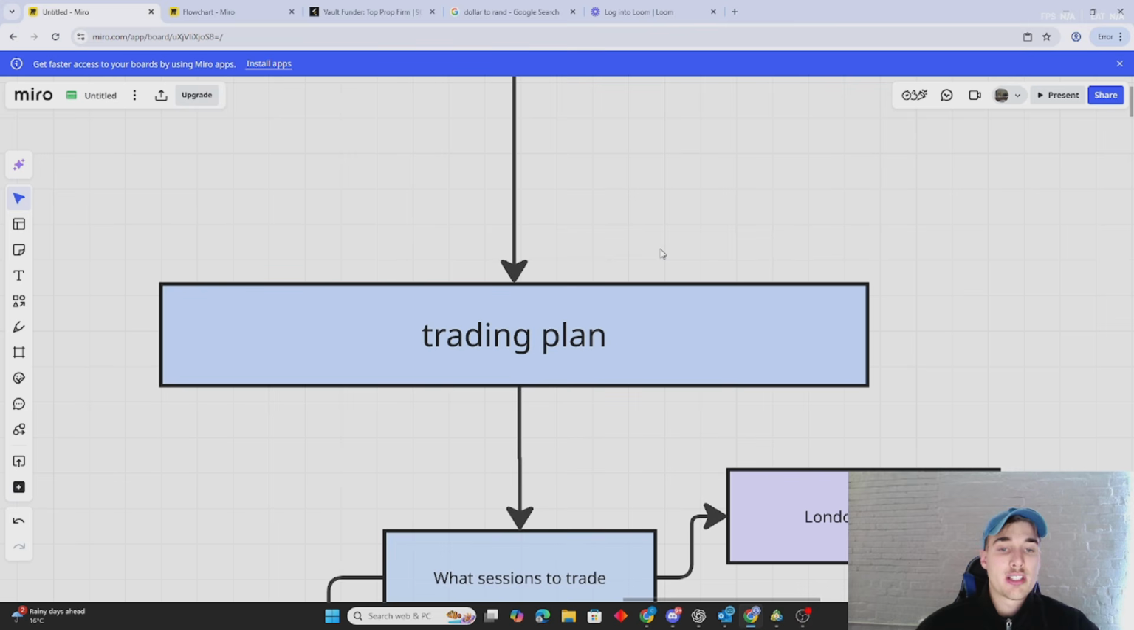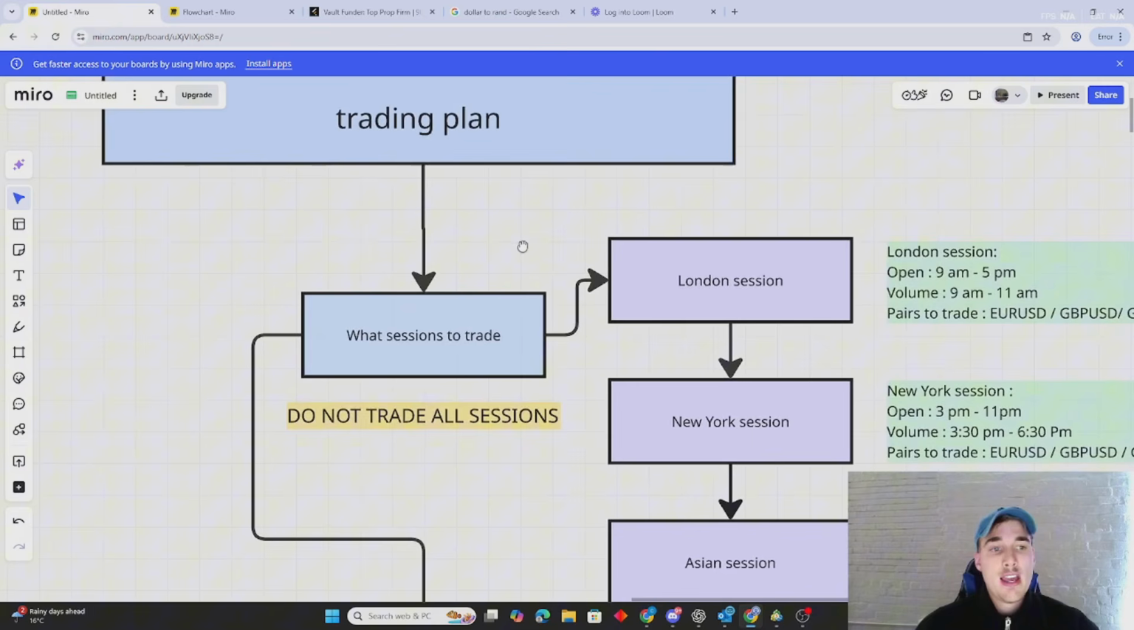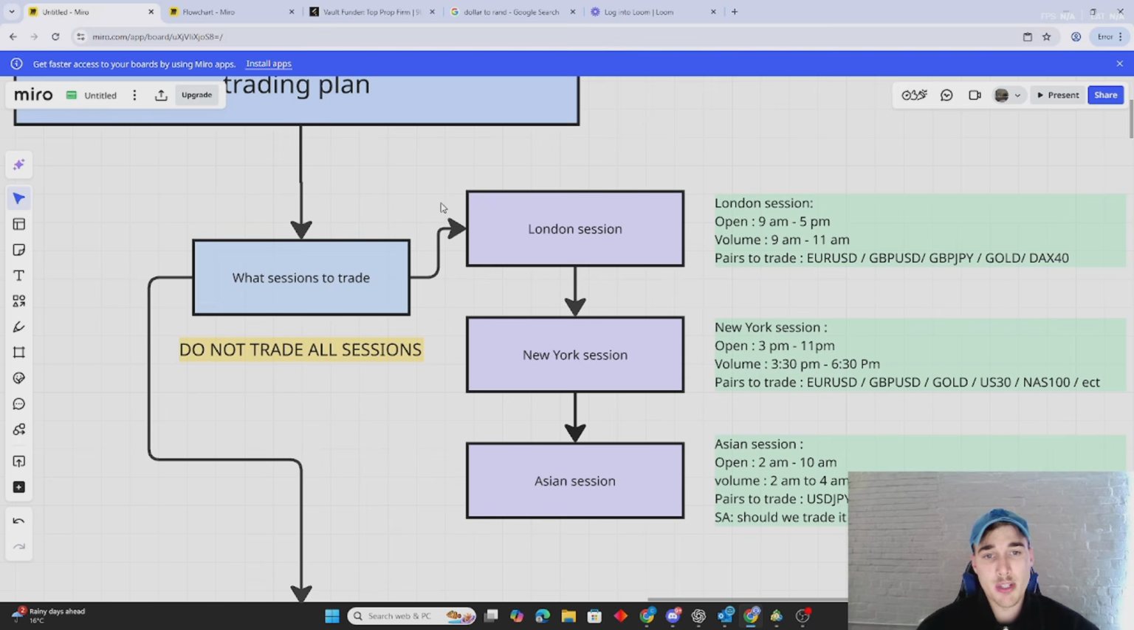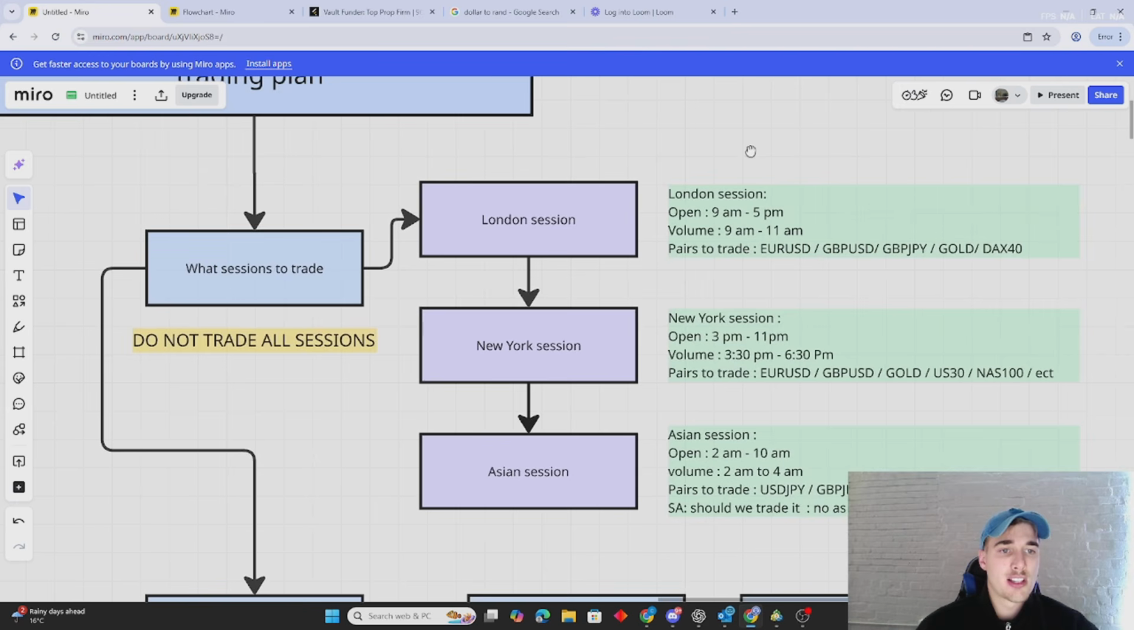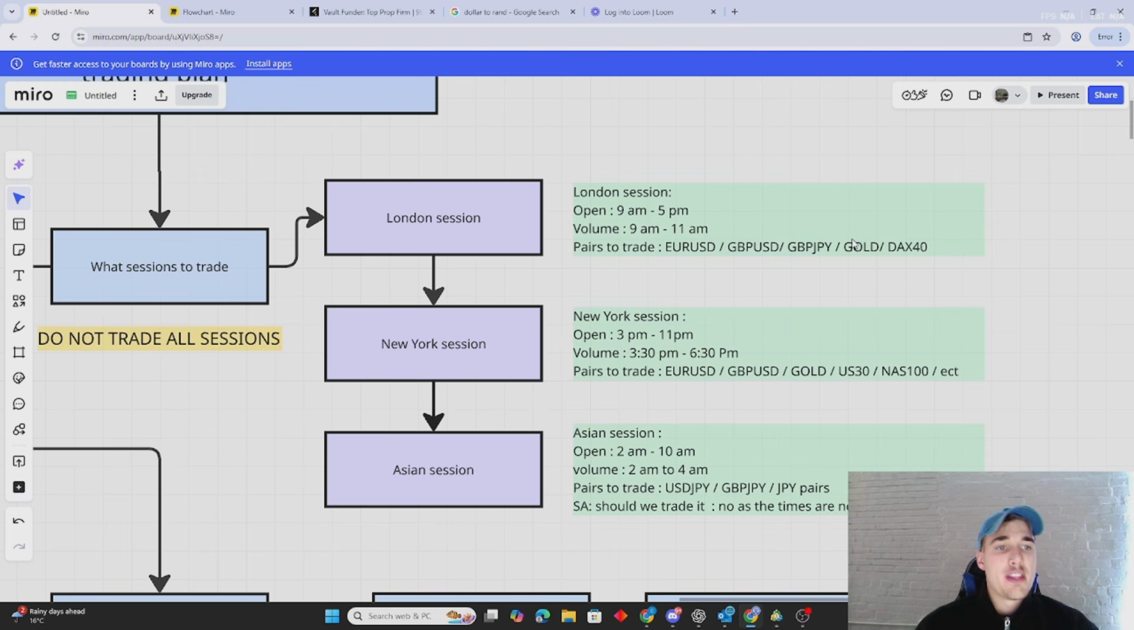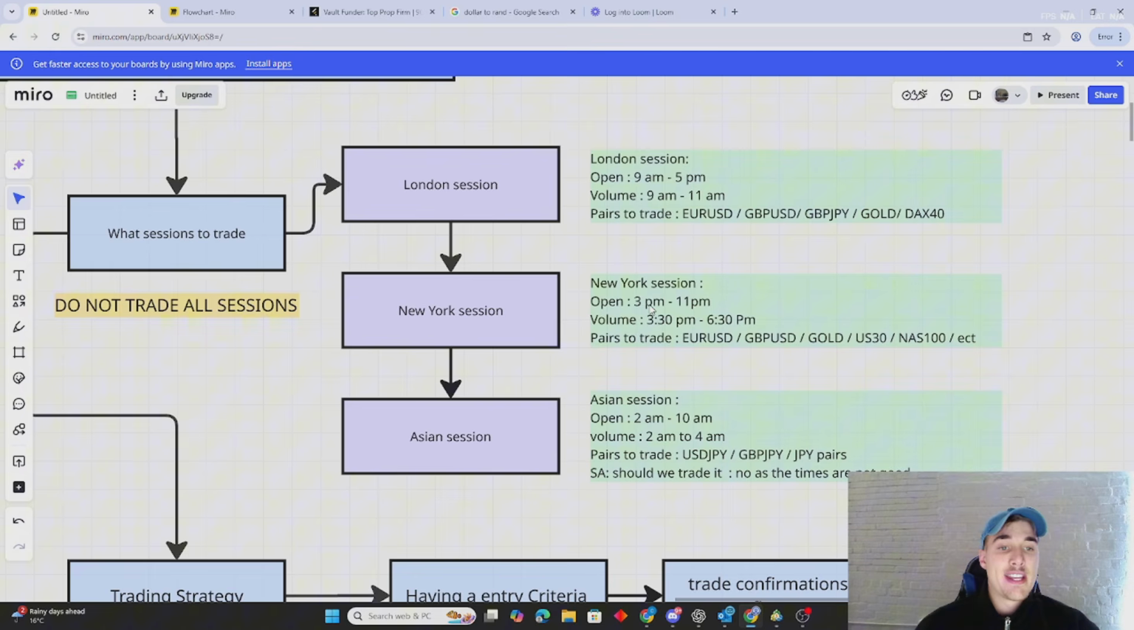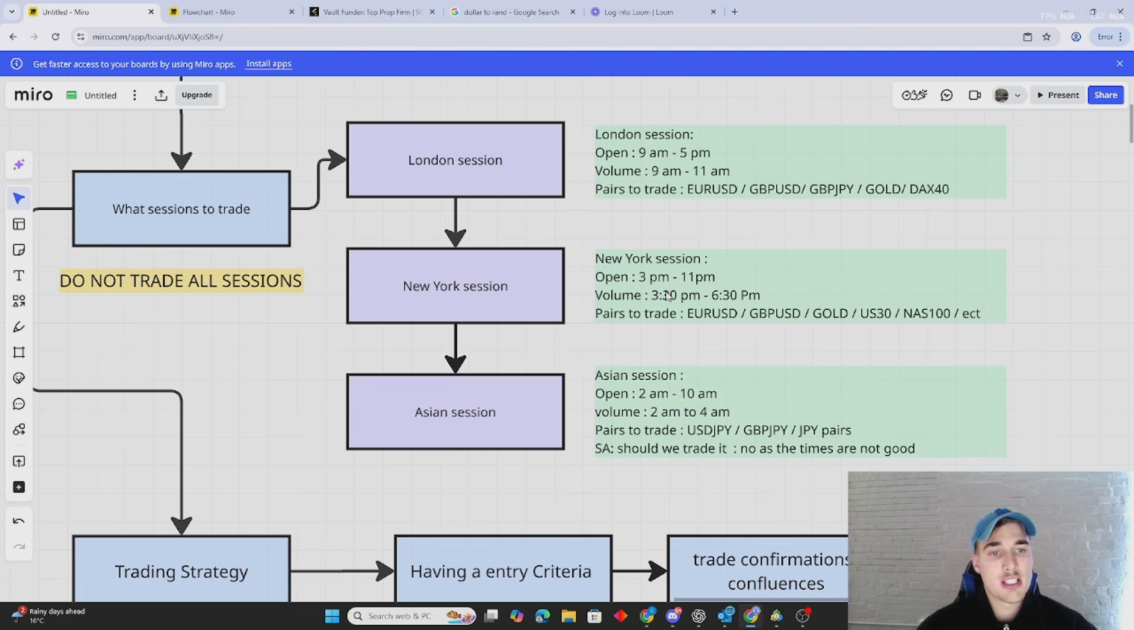First thing would be to choose a session, because I see a lot of guys trying to rush their funded accounts by trading London, New York, and Asian sessions. London session opens at 9 o'clock in the morning till about 5 p.m., but the volume is based at 9 a.m. till 11, and then the pairs to trade and so forth, right? New York session opens at 3 p.m. and closes at 11 p.m., but the volume that usually is based in this time session is 3:30 to 6:30 p.m., right?